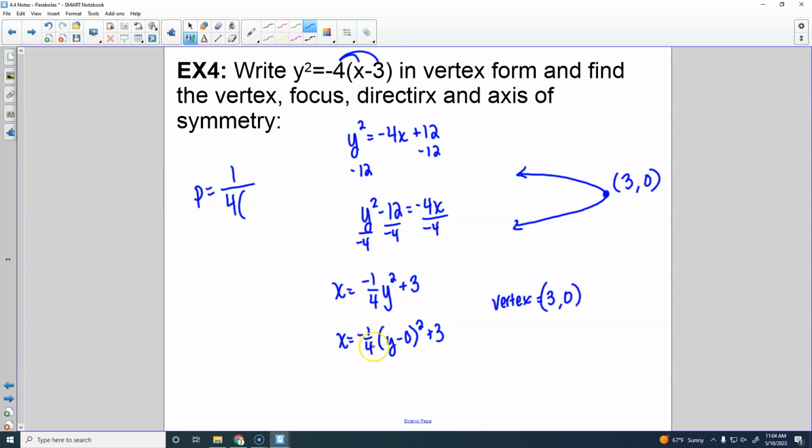So it is negative. That tells us what direction it's going to open. I'm just going to put the 1/4 there. 4 times 1/4 is 1, so I get 1 here. So that means my focus is going to be on the inside, and it's going to be to the left 1. My directrix is going to be over here on the right side, and it's going to be to the right 1.